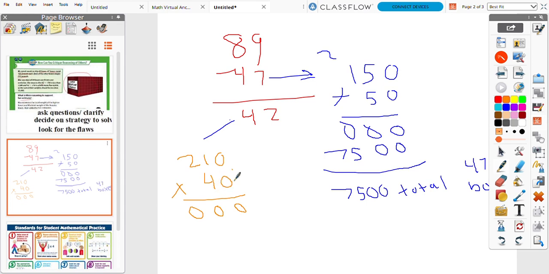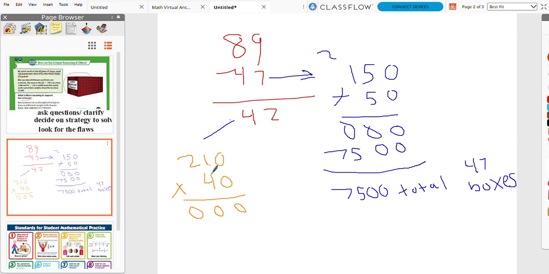0 times 0 is 0. 0 times 1 is 0. 0 times 2 is 0. Put my placeholder. 4 times 0 is 0. 4 times 1 is 4. 4 times 2 is 8. We have 8,400.